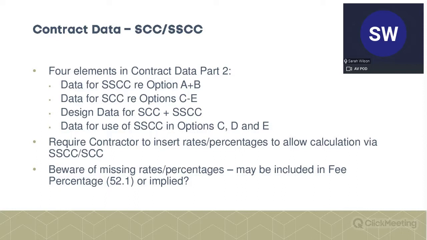So I've already mentioned some of the information that works with the schedule of cost components, and the shorter schedule is in the contract data. So I just want to look at that very quickly, just so that you can get an idea as to how it all fits in and works together.